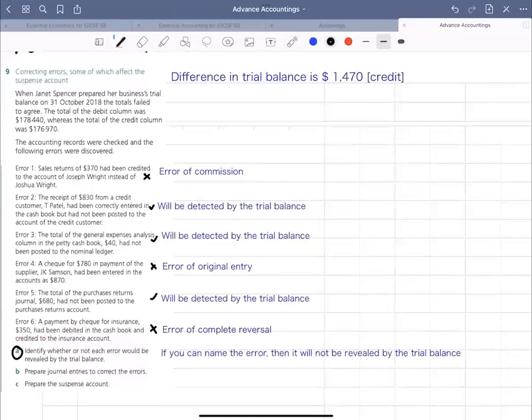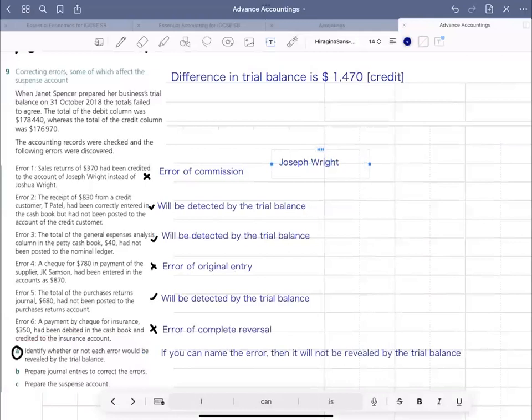Whichever error has a name, we're not going to put in the suspense account, because suspense account is only for errors that can be detected by the trial balance. So the first one, we still need to correct it, but it doesn't involve your suspense account. Since sales return has been credited to Joseph Wright, I need to debit Joseph Wright to correct the error.